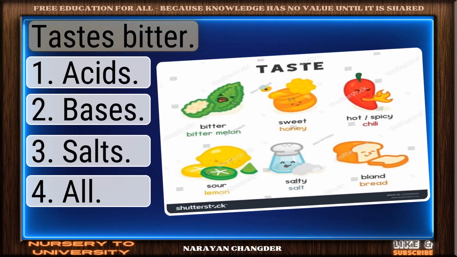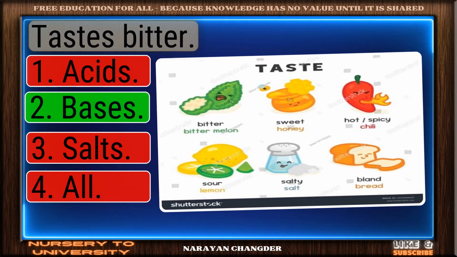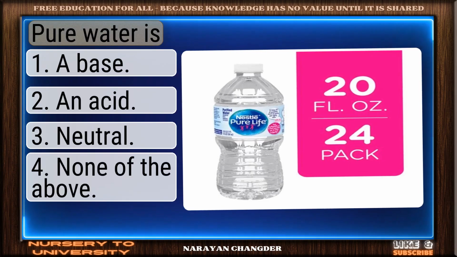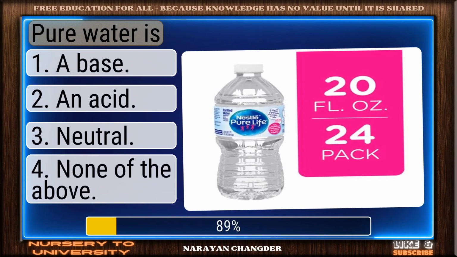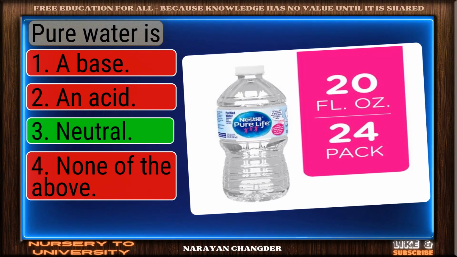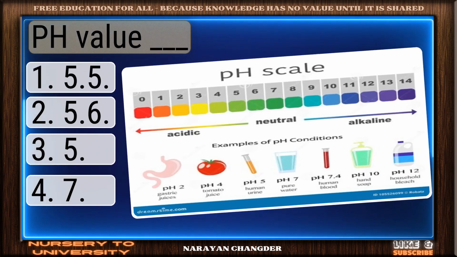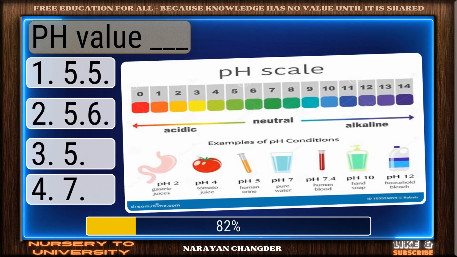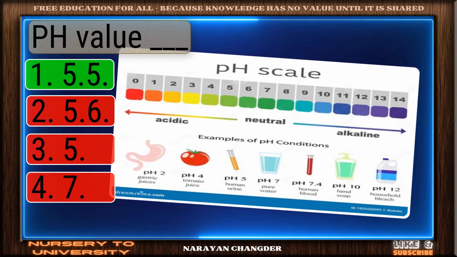Question number 286. Tastes bitter. Great thinking. Bases is the right choice. Question number 287. Pure water is? Good thinking. Neutral is the right answer. Question number 288. pH value dash. Strong choice. 5.5 is the right answer.